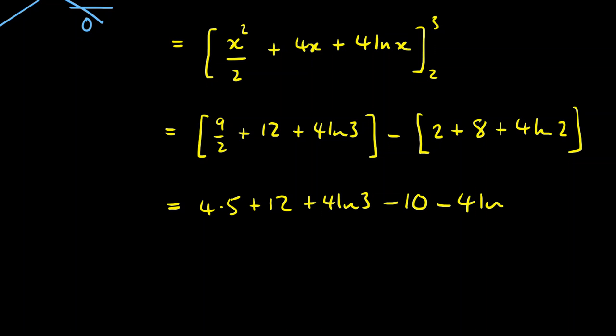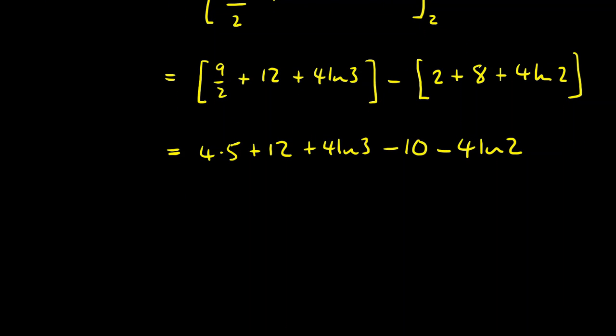Hopefully that should be a cautionary tale for you guys as well, isn't it? It's just so easy to make mistakes just by trying to be too clever and manipulating things too fast. 12 minus 10 is 2. 4.5 plus 2 is 6.5.